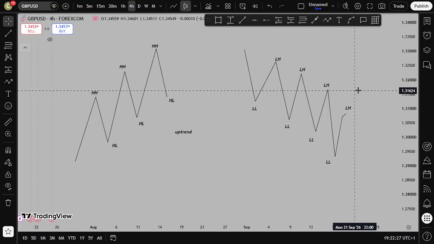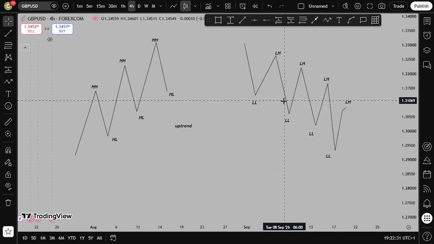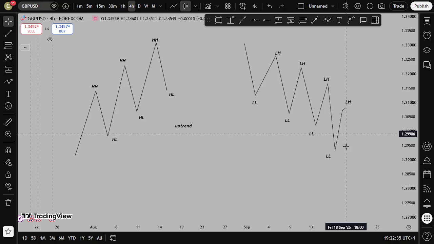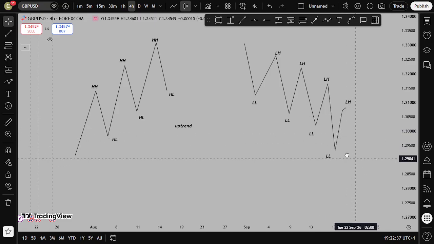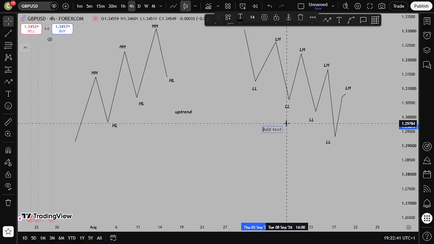So this is it. Lower high, lower low, lower high, lower low, lower high, lower low, lower high, called downtrend. Downtrend.